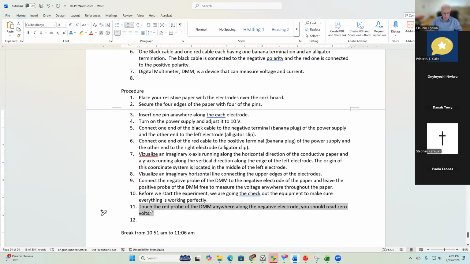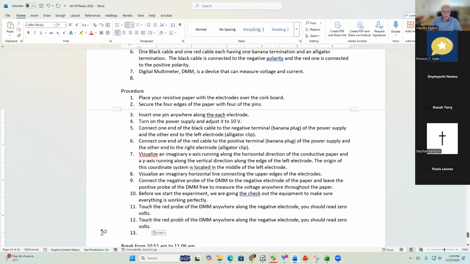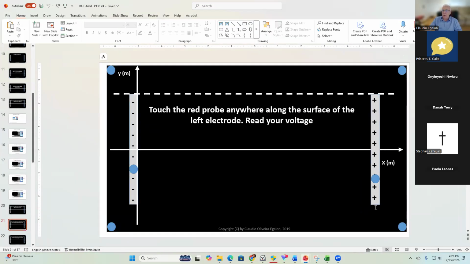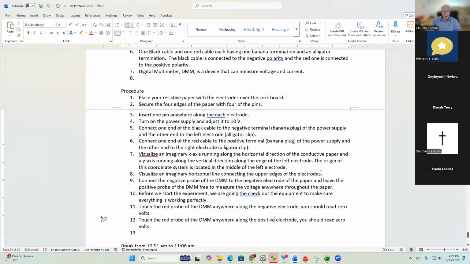Another checking out. Then touch the red probe of the DMM anywhere along the positive electrode. Here you go. That's the positive electrode. Touch anywhere along the positive electrode, and what should you read? You should read 10 volts. Anywhere along the positive electrode, you should read 10 volts.